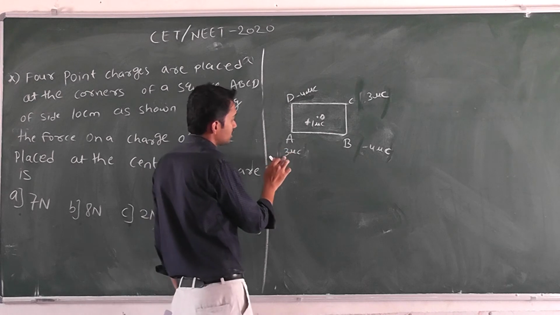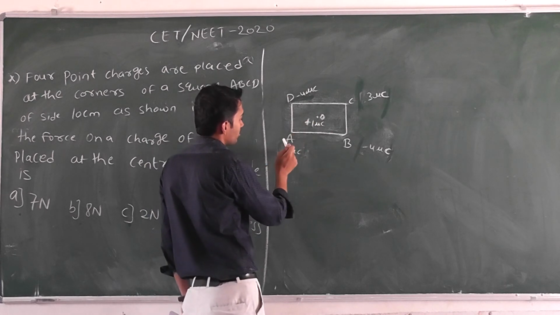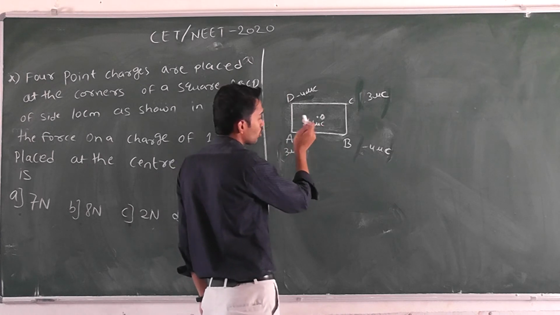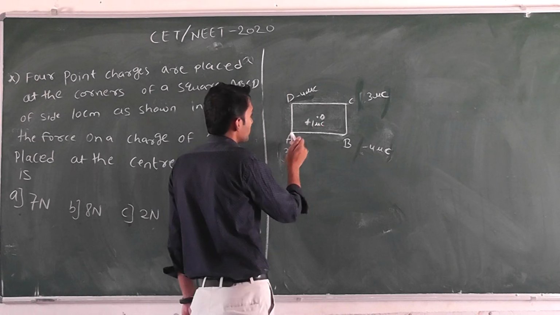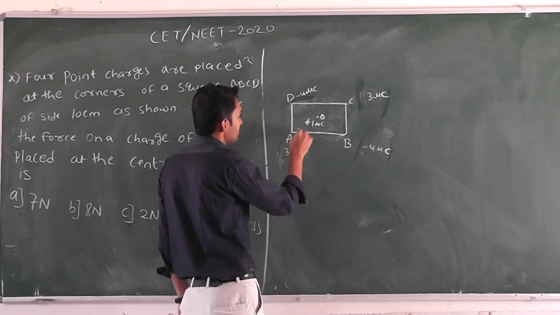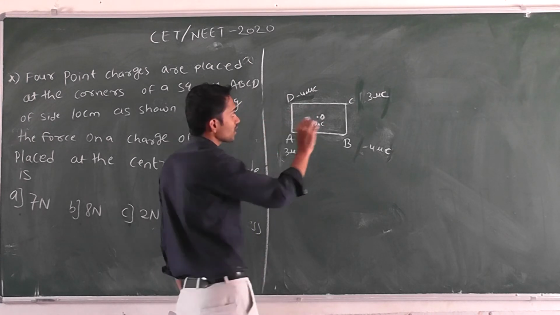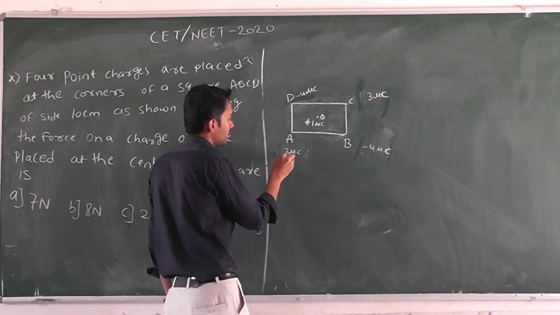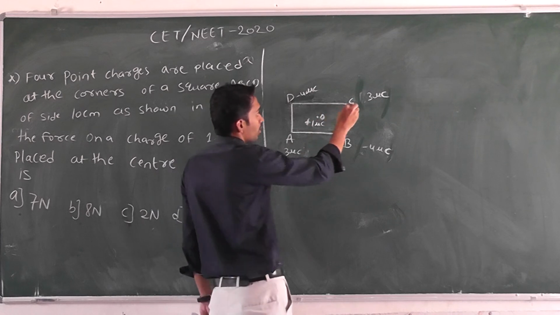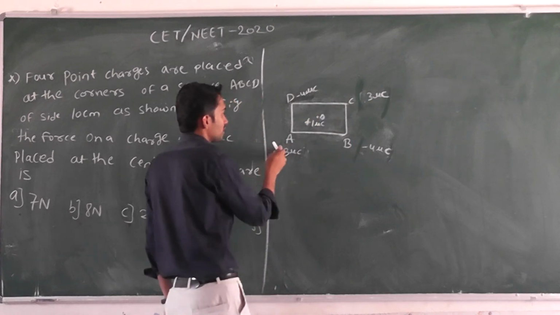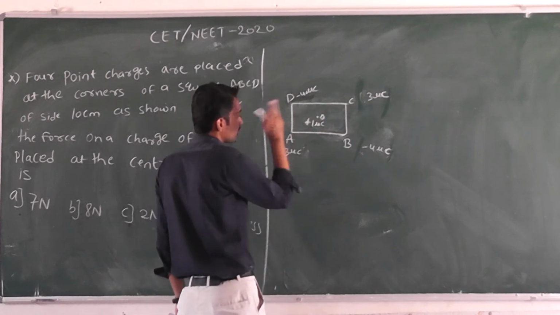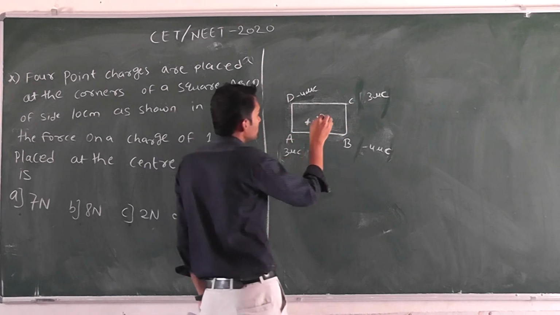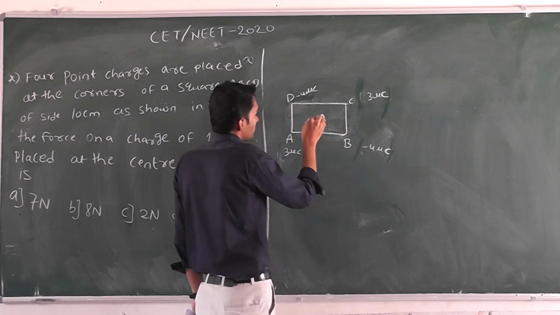Point A has plus 3 microcoulomb and point O has 1 microcoulomb. Point A repels O, and point C repels O, because both A and C have 3 microcoulomb. So 3 microcoulomb repels the 1 microcoulomb, and the other 3 microcoulomb also repels the 1 microcoulomb. So the net force acting on point O is 0.